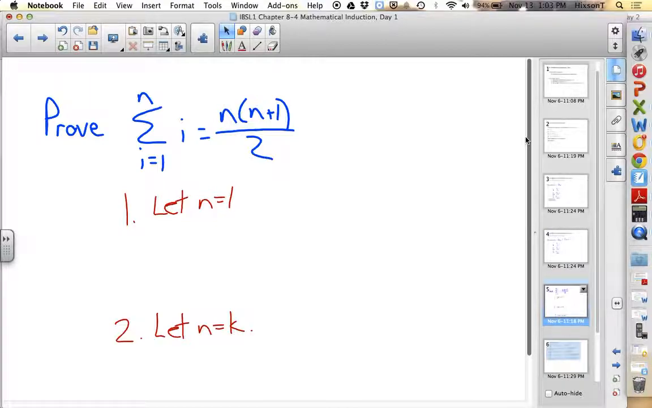Now, if you think about that, that is an arithmetic sequence with a common difference of 1, right? And the first term would be 1, the last term would be n. So this really is just the formula for the sum of an arithmetic sequence when we're going from 1 to n, right?